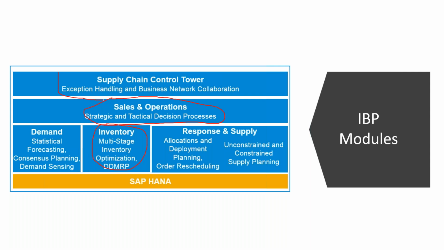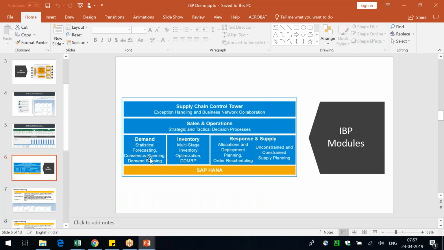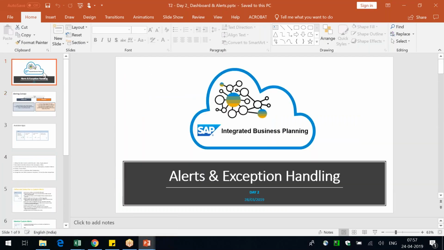Yes, and then we have this control tower module, which we are currently looking at. Control tower is all the reporting-related stuff. You can have an end-to-end view of your supply chain. You can plot charts, plot analytics, create dashboards, and create supply chain networks, etc. Okay, so let's continue with the alerts today.